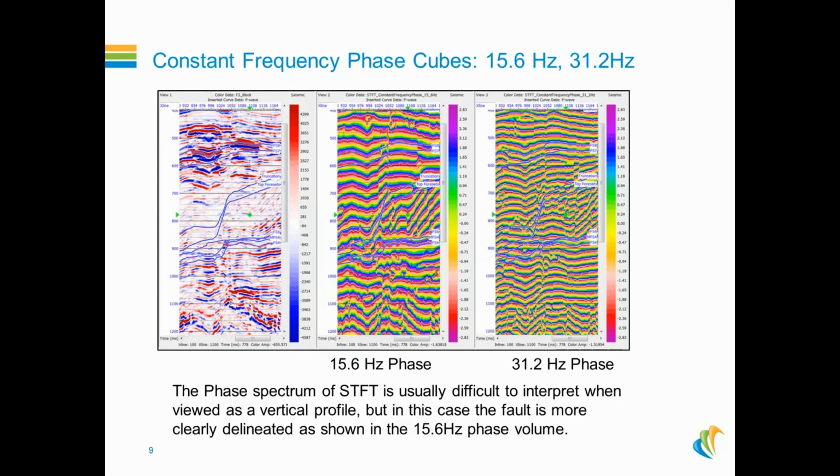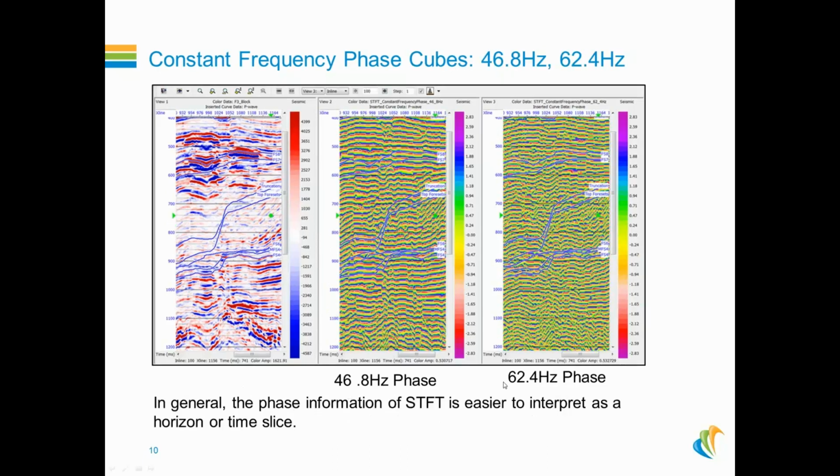Besides looking at frequency amplitude slices, we can look at frequency phase cubes. Here I'm showing low frequency phase cubes and 31 hertz phase cube, and then I can go to other higher frequencies. Usually the phase spectrum is difficult to interpret as a vertical profile. However, in this case, we can see that on the lower phase cube, the fault is being highlighted, while on the higher phase cubes, like these ones, 46 hertz and 62 hertz, that fault is not as noticeable. But again, usually the phase information is easier to interpret on a horizon or time slice.